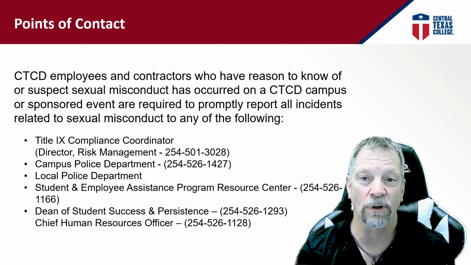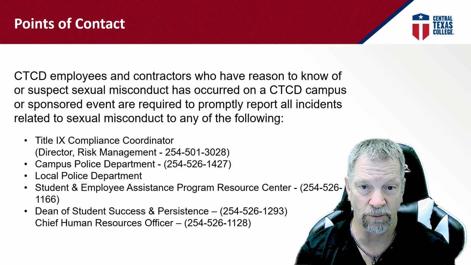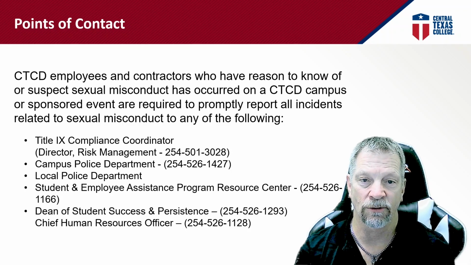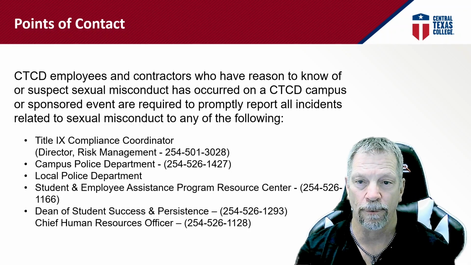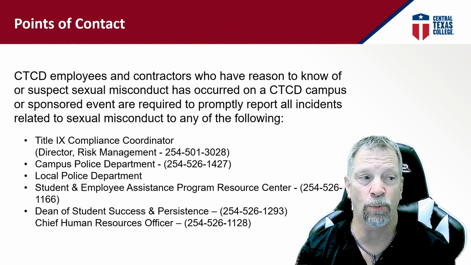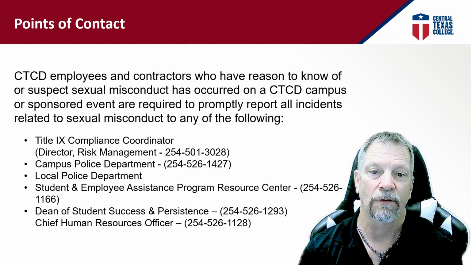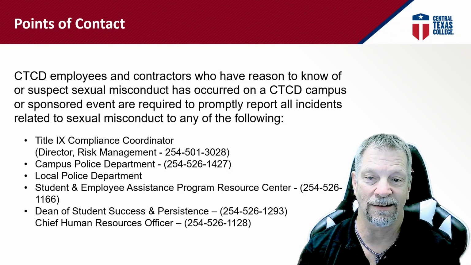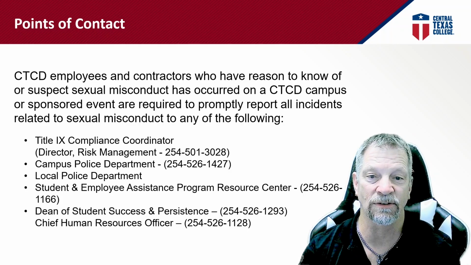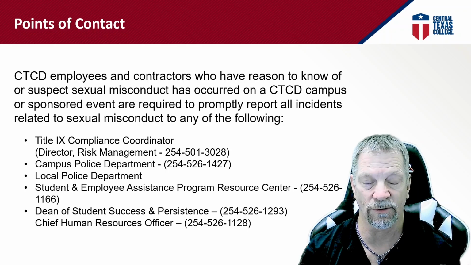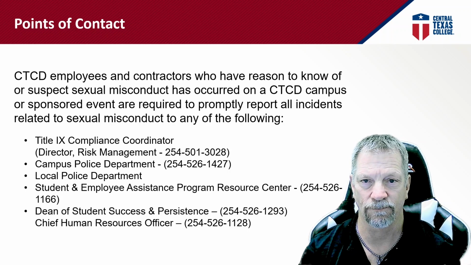Our Title IX coordinator is the Director of Risk Management, and there's the director's phone number. The campus police and their phone number. You can also contact local police depending on where you are and where it happened. You should also contact the Dean of Student Success and Persistence. And then, of course, the Chief Human Resource Officer. So any one of those folks you can report sexual misconduct to.